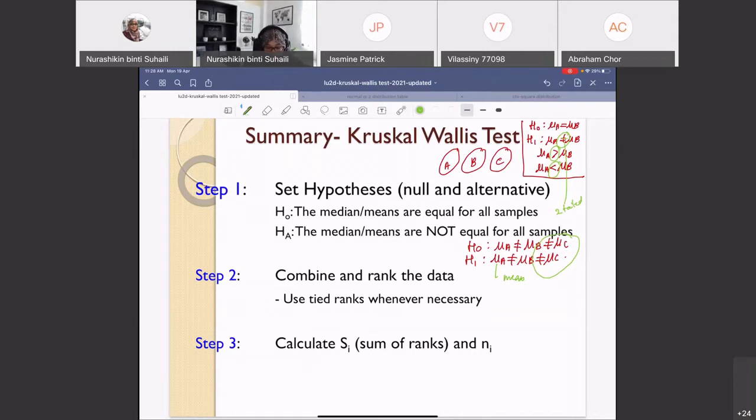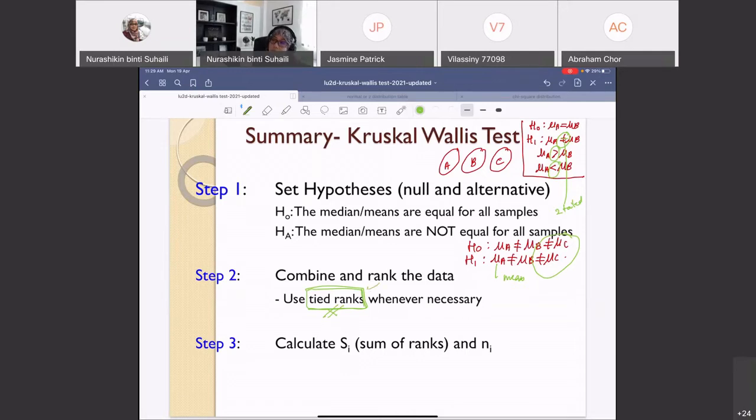Okay, the second step is to combine and rank the data. Use tied ranks whenever necessary. I hope that you still remember what a tied rank is. A tied rank is when you rank and you find that there are data of similar values. So let's say the ranks of the two data should be number 4 and number 5, but because the data are the same, you cannot put one of them as 4 and the other as 5, because both of them are similar, isn't it? So that is where you have to use tied ranks. Please take note of this.